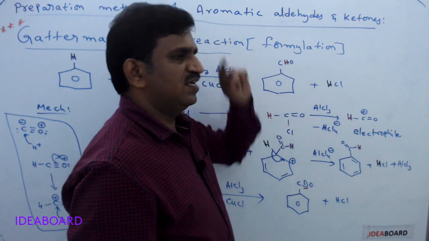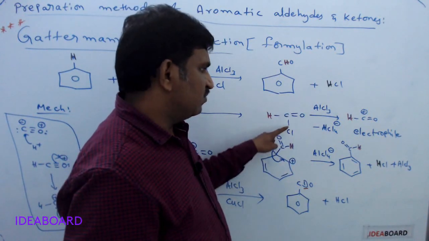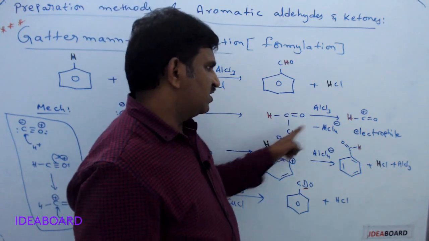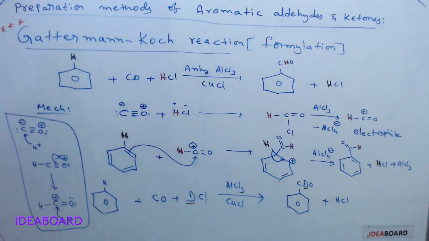Again, if AlCl3 attacks, then Cl is removed, along with the lone pair electrons, these bond pair electrons are removed. So we are getting the HCO plus electrophile. That is the formyl cation.